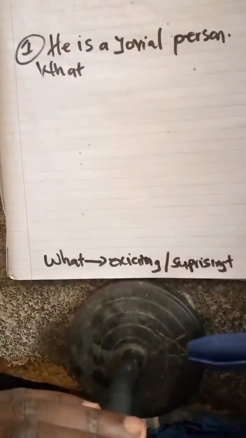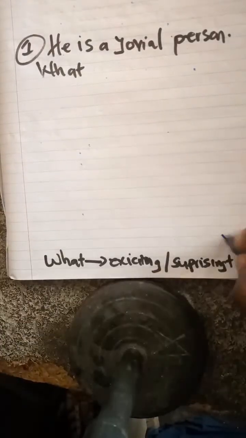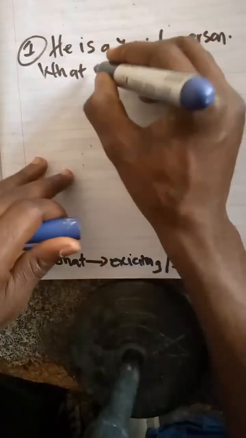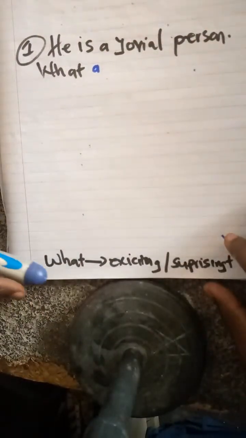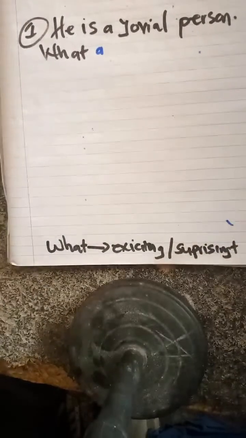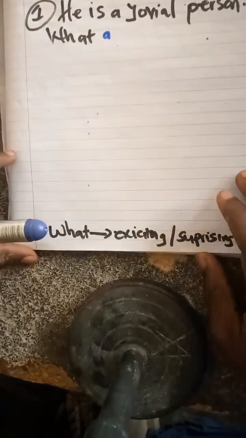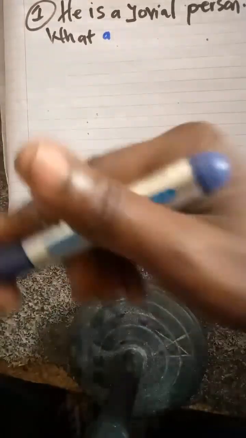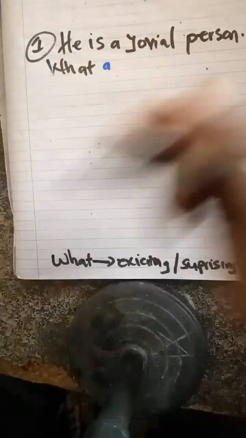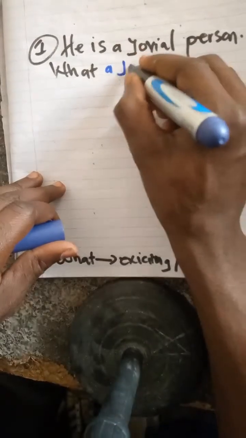Yes. Okay, correct. So the correct answer here is "what." So, something surprising. If you check from our question, the interesting or rather the surprising part here is a jovial person. So we say, what a jovial.